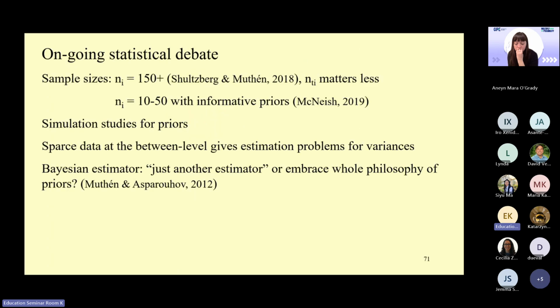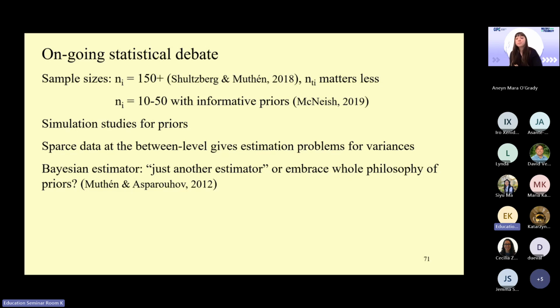On the statistical side, there's a long debate on how large samples need to be for a study like this, or to put it as the good old university student question, how few can we get away with? We see that some recommendations by Schultzberg and Mussel suggest that we have 150 participants or more. Hence, you see a lot of intra-individual studies who aim at 150, including ourselves.